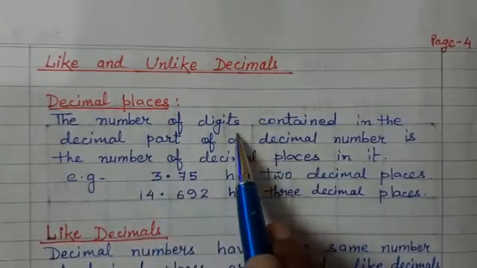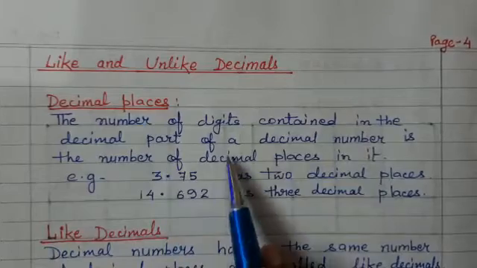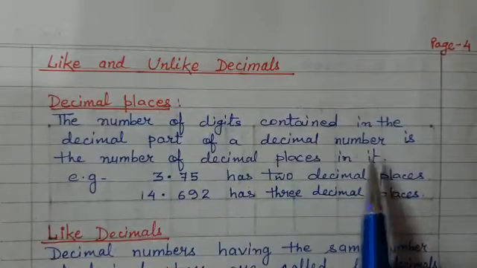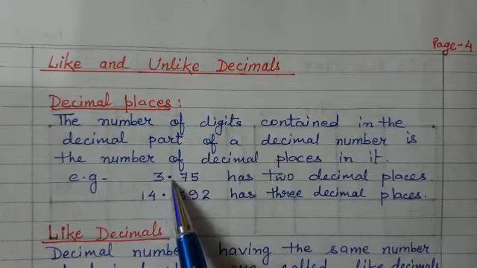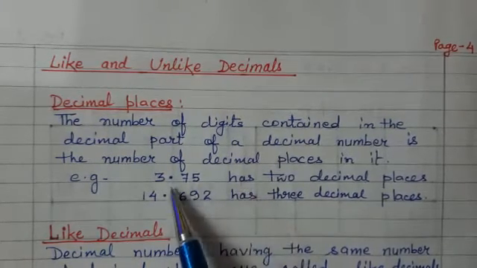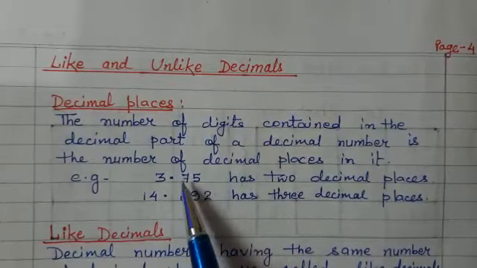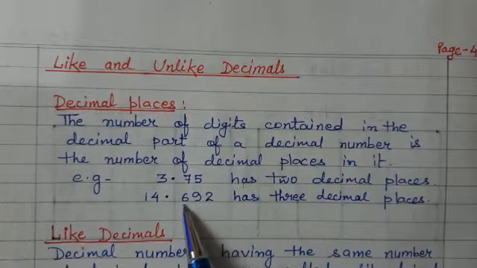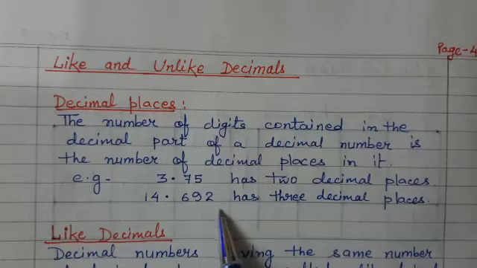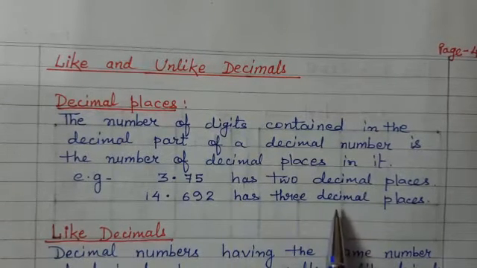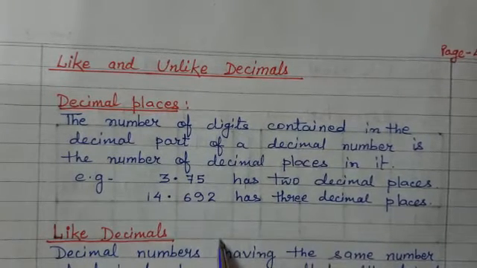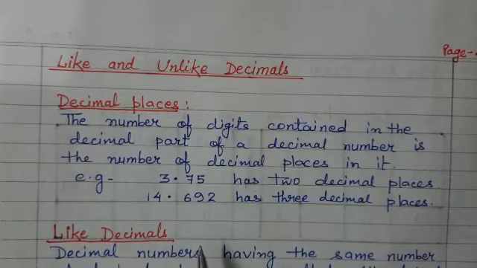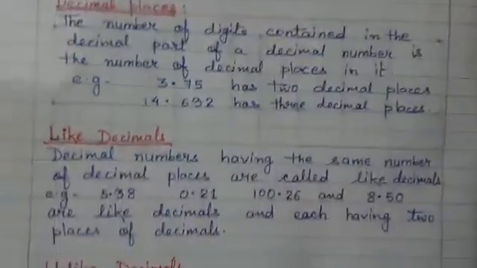The number of digits contained in the decimal part of a decimal number is the number of decimal places in it. For example, 3.75. It has 2 digits, therefore it has 2 decimal places. 14.692, there are 3 digits, therefore it has 3 decimal places. So according to the number of digits in the decimal portion, we can say how many decimal places it has. Now see the like decimals.